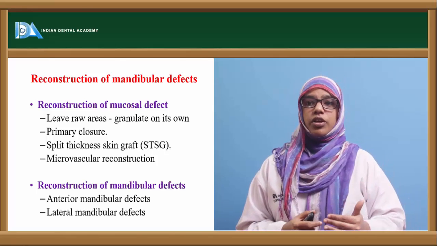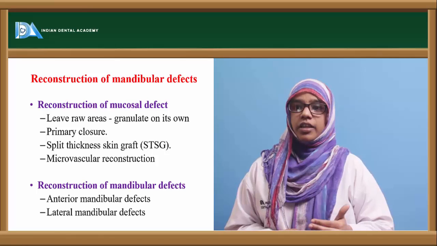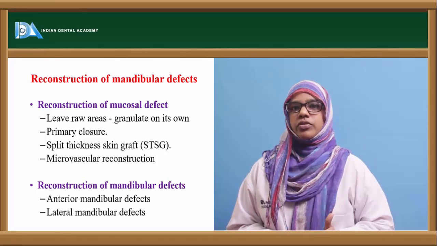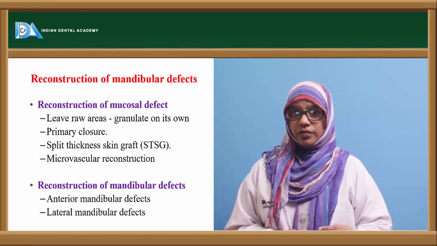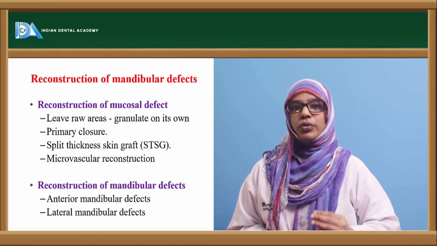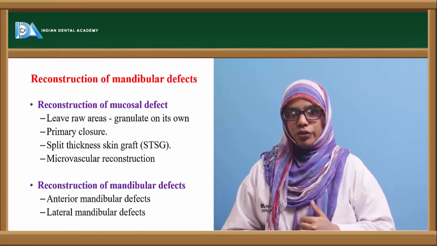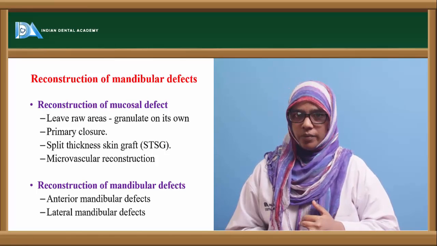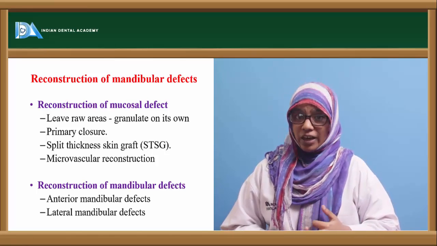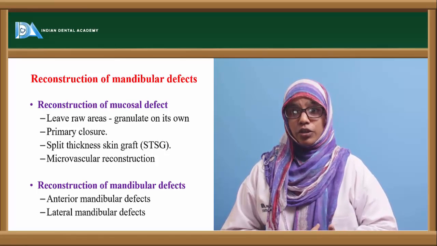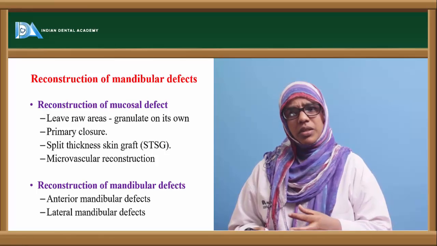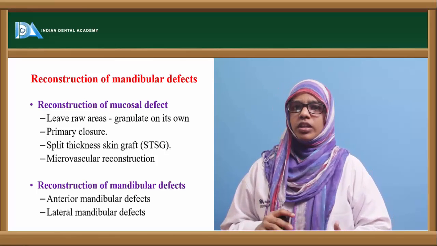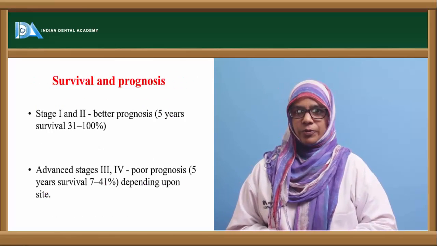In case of reconstruction of the mandibular defect, there are anterior mandibular defects and posterior mandibular defects. In case of an anterior defect, you could use an osteocutaneous graft like a free fibula osteocutaneous flap, radial forearm osteocutaneous flap, or iliac osteocutaneous flap. Whereas a posterior defect can be easily reconstructed with a myocutaneous flap like pectoralis major.